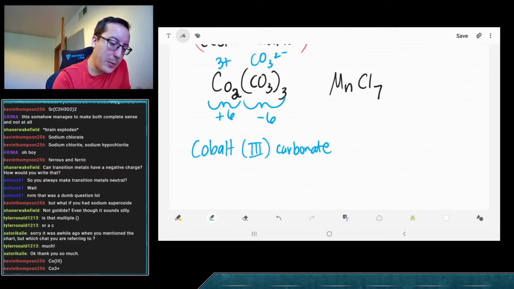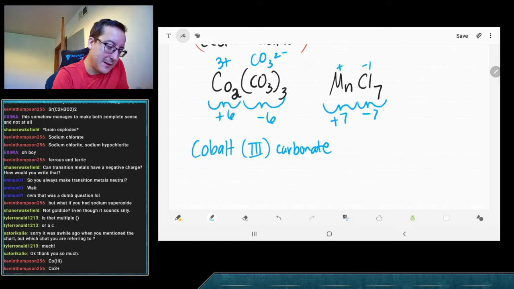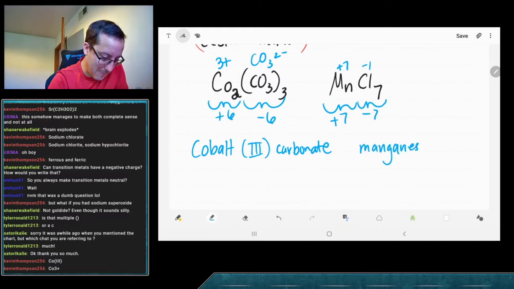Alrighty, so next one, we know chlorine has to be -1, right? And if we have 7 of them, -7, which tells us this has to be +7. Since there's only 1 manganese here, we know that's going to be 7+, right? So we would write manganese 7 chloride.